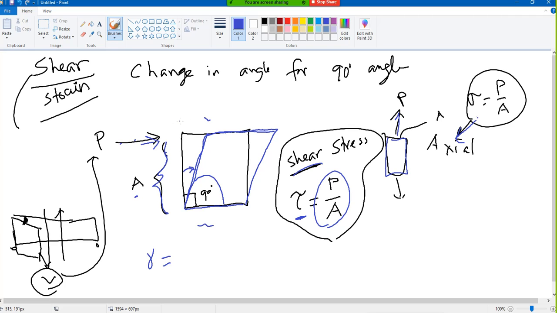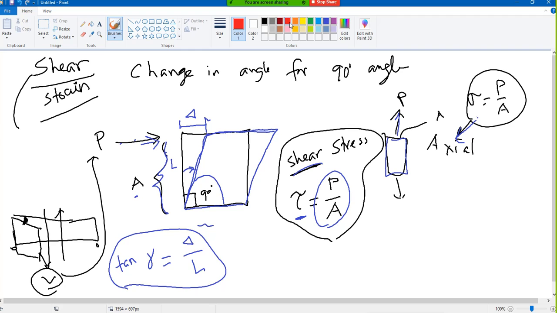How to find this angle? If you know this side, say it is delta, and if you know this side, say it is L, then you can write tan gamma equals delta divided by L. That is your shear strain gamma. Now we can extend it a little bit to make our life simple. Why simple?